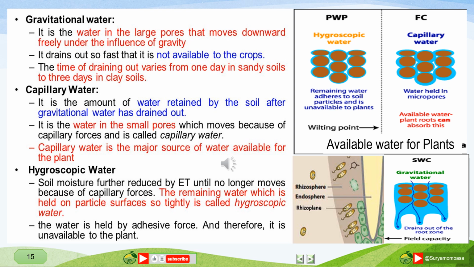The amount of water in the soil that percolates downward under the influence of gravity and reaches the water table is called gravitational water, whereas the amount of water that is retained in minute interstitial spaces in the form of thin films surrounding the soil particles is known as capillary water.